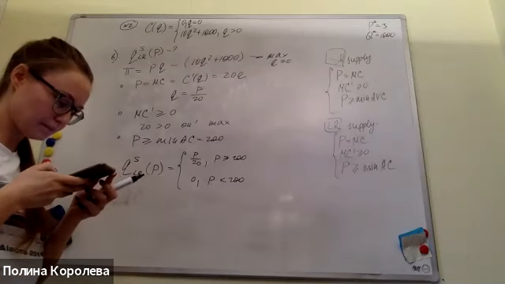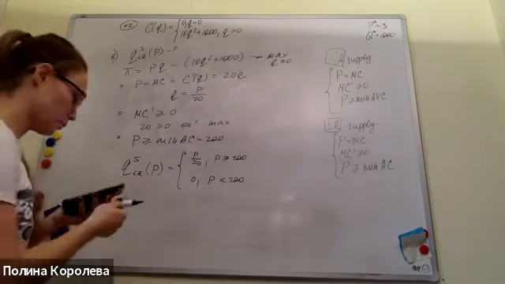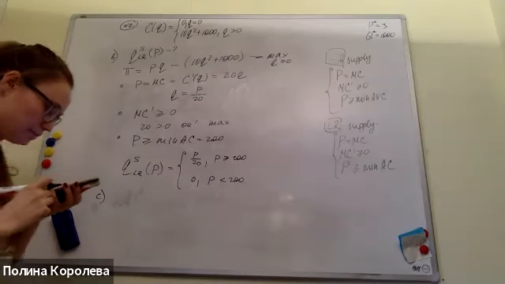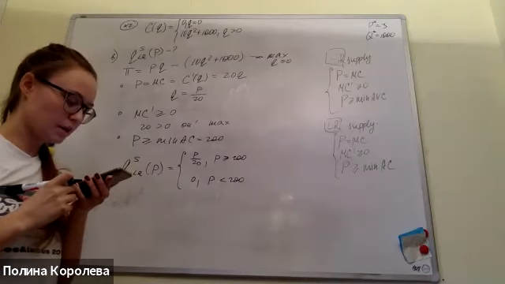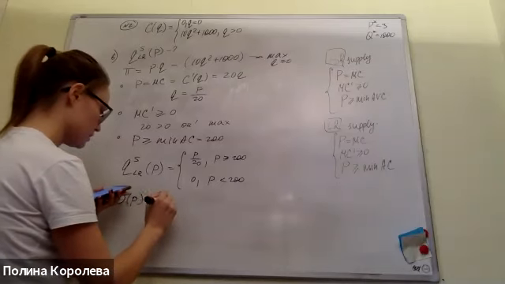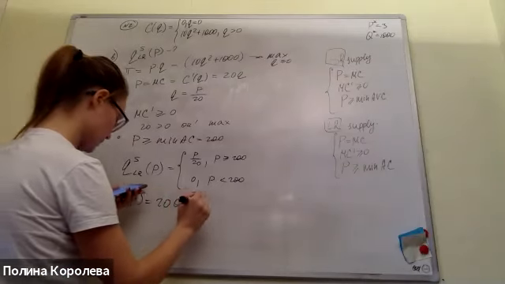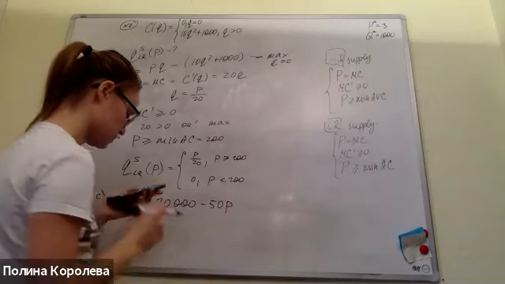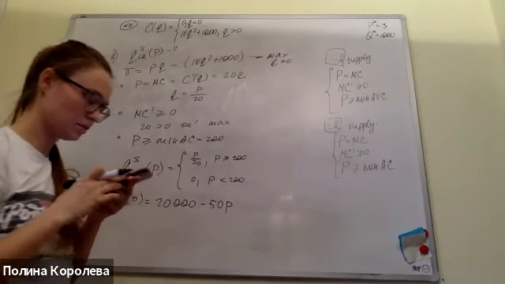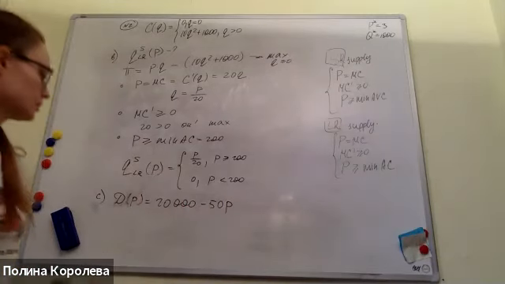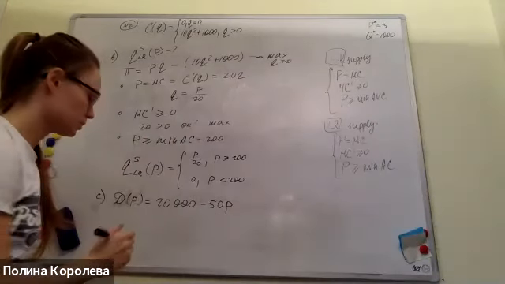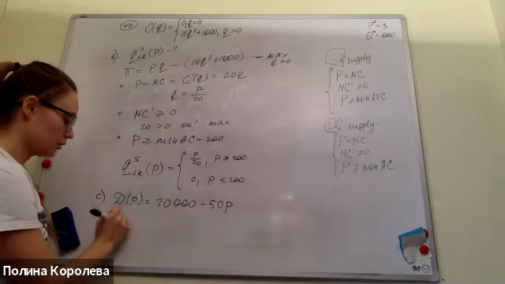What should we do next? Market equilibrium, point C. In point C, the market demand is given by 20,000 minus 50 multiplied by price, and we need the long-run equilibrium price, quantity, firms, and so on. So for such a demand function, we should find the long-run market equilibrium.